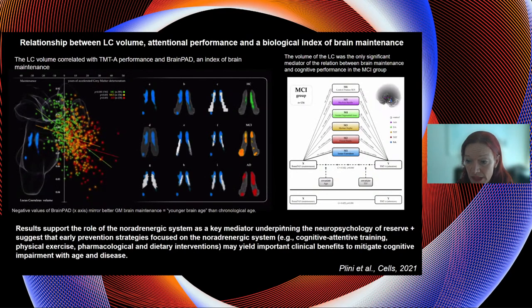To test this hypothesis, in this study, the authors assessed the relationship between the locus coeruleus volume, attentional performance, and a biological marker of brain maintenance. What they showed is that the volume of the locus coeruleus correlated with attentional performance and with the index of brain maintenance. They also showed that the volume of the locus coeruleus was the main significant mediator of the relationship between brain maintenance and cognitive performance in the MCI group. So they conclude that these results support the role of the noradrenergic system as a key mediator underpinning the neuropsychology of reserve.